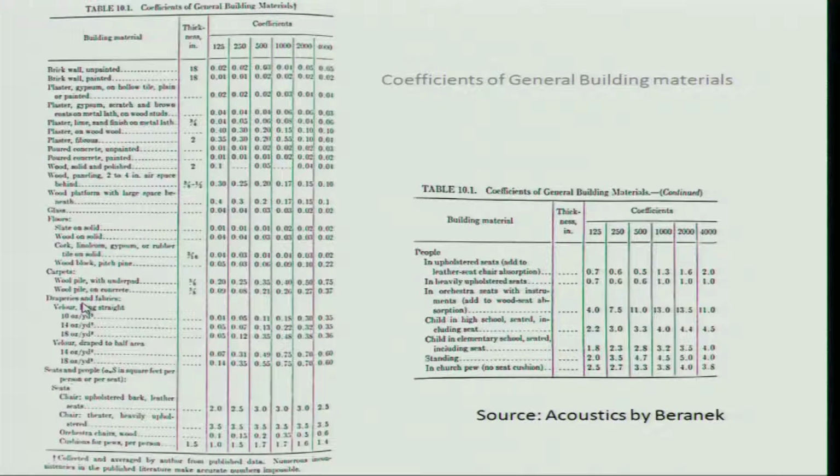If you have curtains, so you have draperies and different types of draperies, they are also mentioned here. If you have a wooden floor, it could be solid and polished, or it could be a panel. Again, their absorption coefficients are listed here. If you have a plastered wall, then again you have them. The point is that there are all sorts of materials which are used to make rooms. If you have glass, then this is the absorption coefficient.